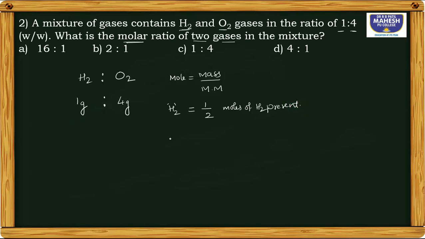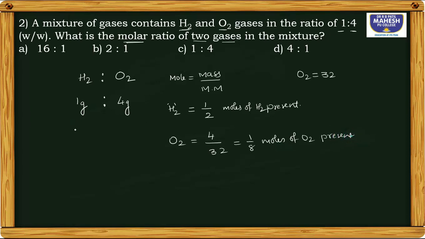Now let us see the case of oxygen. Mass is given, that is 4, and the molar mass of oxygen you know, O2: one oxygen 16, another oxygen 16, total 32 grams per mole. So let me write 32 grams, so that is nothing but 1/8 moles of oxygen present.